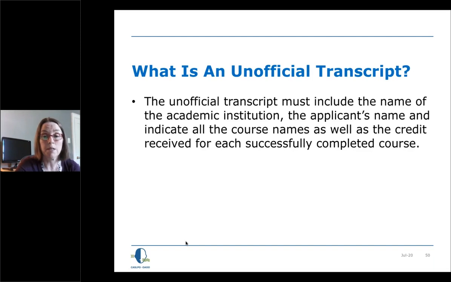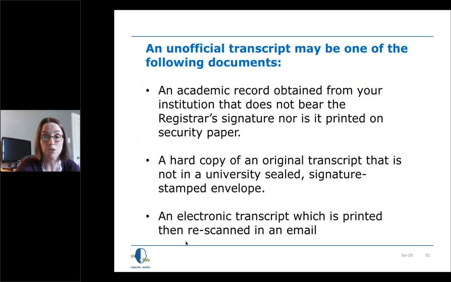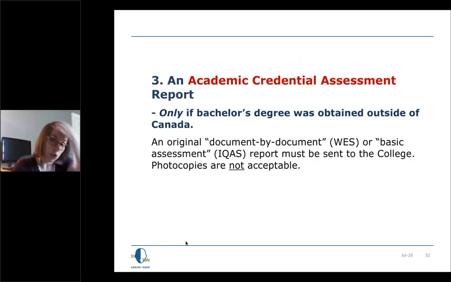So an unofficial transcript is a document that must include the name of the academic institution, it must include your name, and it must indicate all the course names as well as the credit that was received for each successfully completed course. And this may be an academic record obtained from your institution that does not bear the signature or is not printed on security paper. It could be a hard copy of an original transcript that maybe you've already opened, so it's no longer in a sealed signature stamped envelope. That is an unofficial transcript that we would accept. Or it could be an electronic transcript that's printed and rescanned into an email. So again, during the pandemic, we are accepting unofficial transcripts if your university is not able to provide official transcripts at this time.